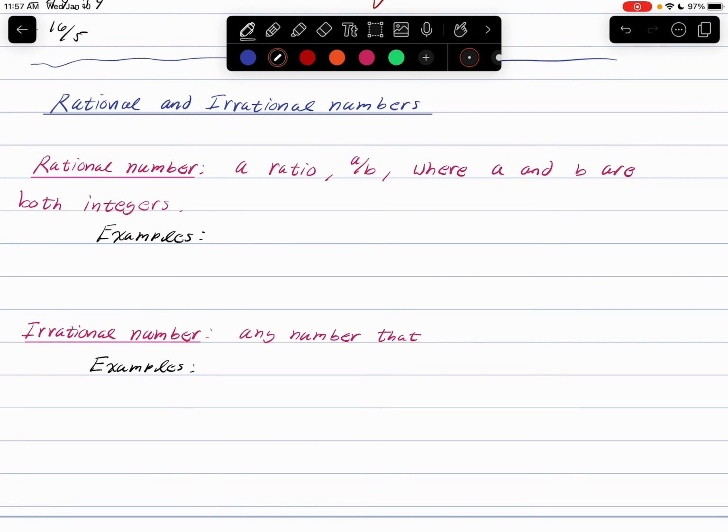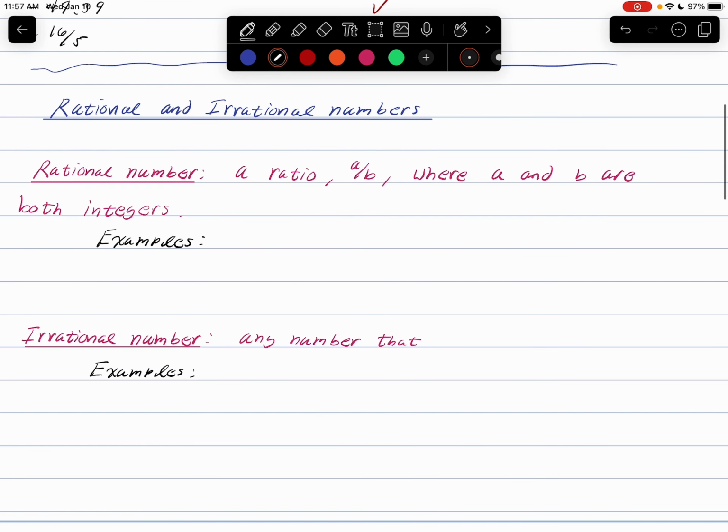Okay, so now that we have seen a little bit about integers, I want to speak a little bit to rational and irrational numbers. A rational number is simply any number that we can think of as being written as a fraction. Specifically, we have a ratio a over b, where a and b are both integers. So some number that can be written as a fraction, where the numerator, the number on top, is an integer, and the denominator, the number on bottom, is also an integer.